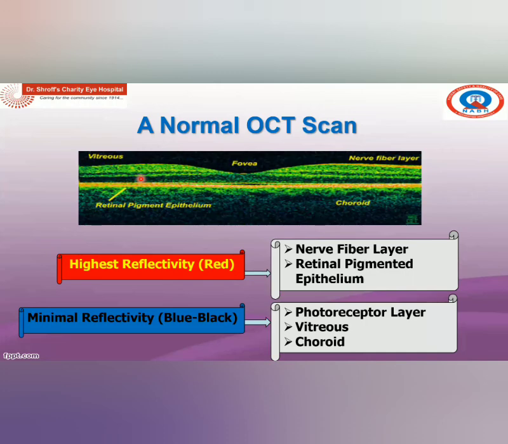The rest of the layers, the nuclear layer, plexiform layer, ganglion cell layer, have intermediate reflectivity. So the lowest reflectivity is seen in the vitreous, the choroid and the photoreceptor cells. And the high reflectivity is in the RPE layer and the nerve fiber layer. Am I clear with this high reflectivity and low reflectivity? Yes. Okay.